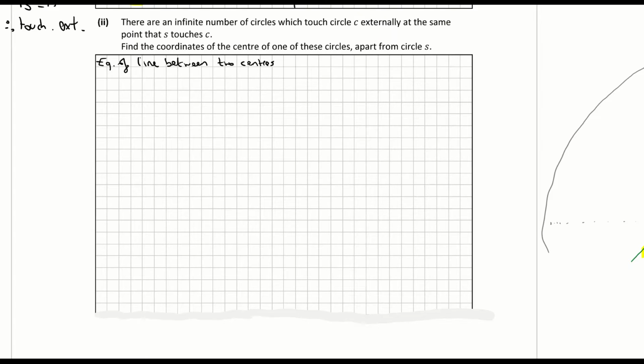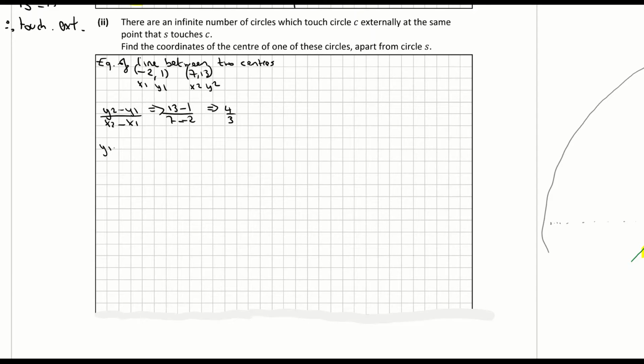So I'm using the two centers, -2, 1, and 7, 13. Labeling those x1, y1, x2, y2, using my slope formula from my log tables. And subbing that in, I get 13 subtract 1 over 7 minus -2, which is giving me a slope of 4/3. So that's the slope of the line between the two centers. And now I'm going to form the equation of the line.